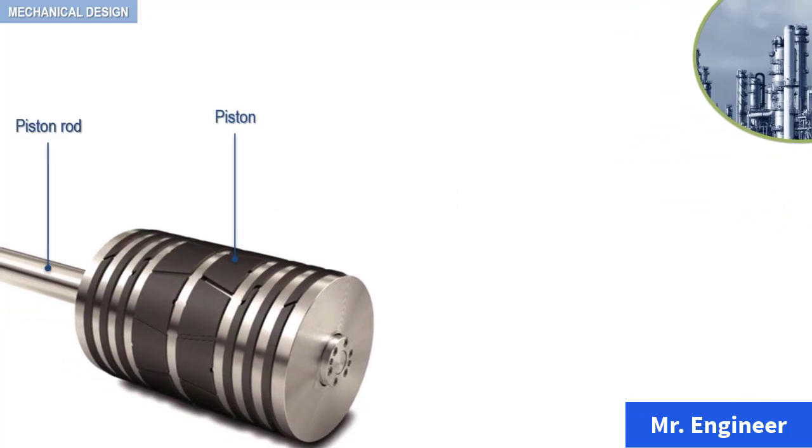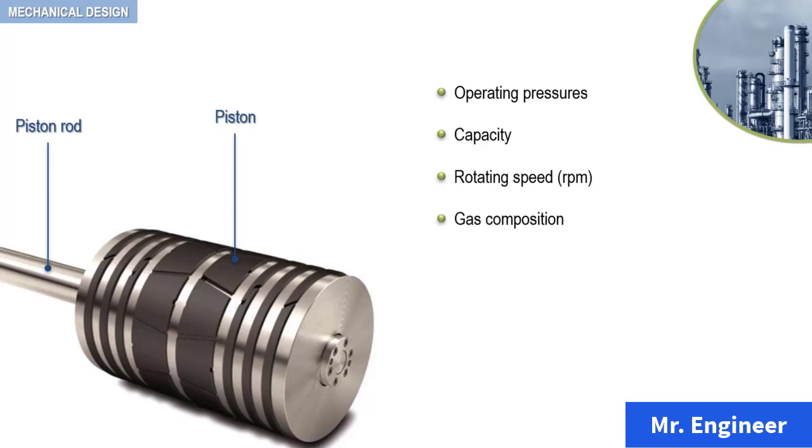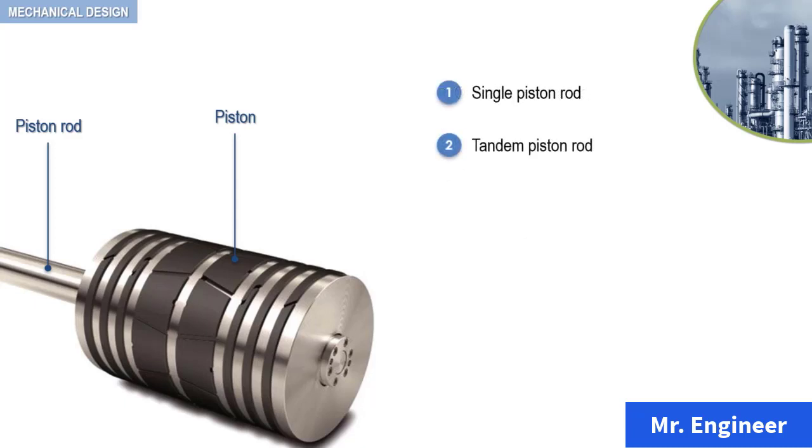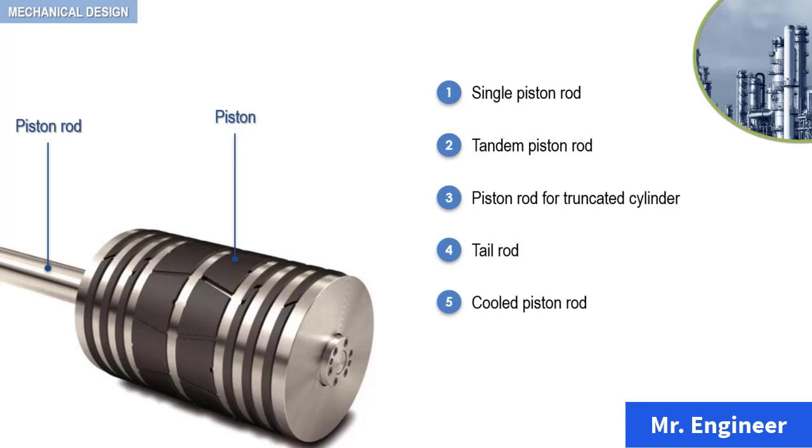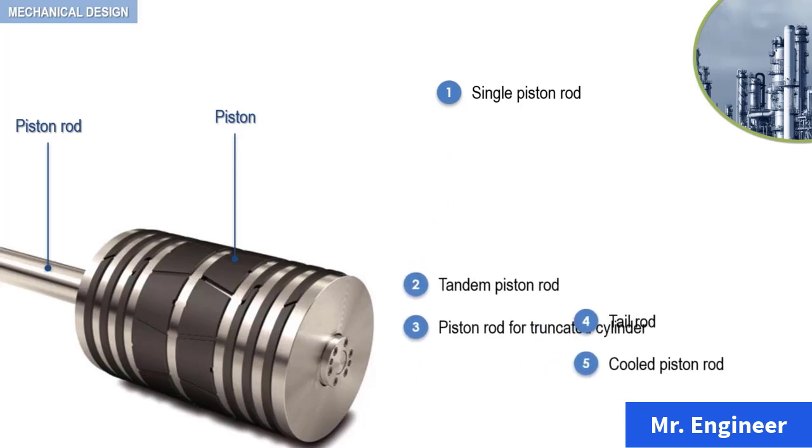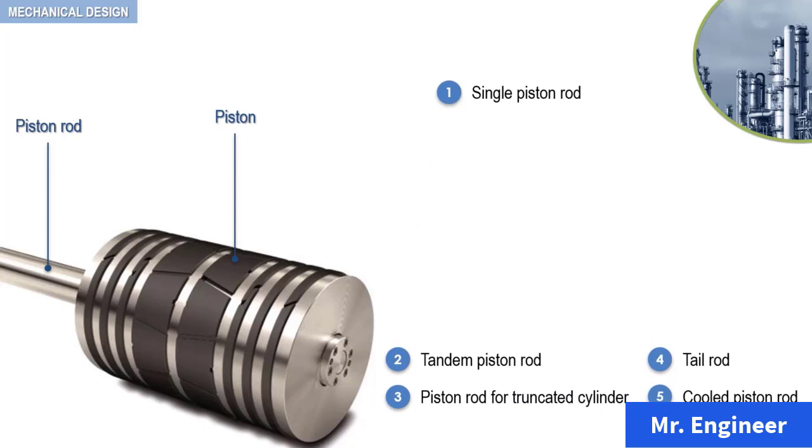The piston rod of a reciprocating compressor is designed for specific requirements of operating pressure, capacity, rotating speed, and gas composition. The various configurations which depend on piston design are single piston rod, tandem piston rod for truncated cylinder, tail rod, and cooled piston rod. For the first configuration, this type of piston rod has a single piston, as depicted in this example.